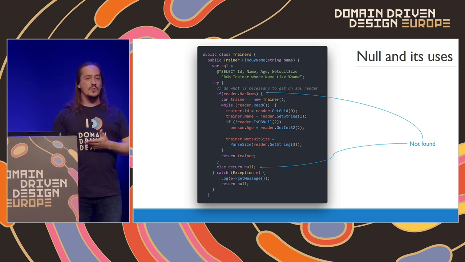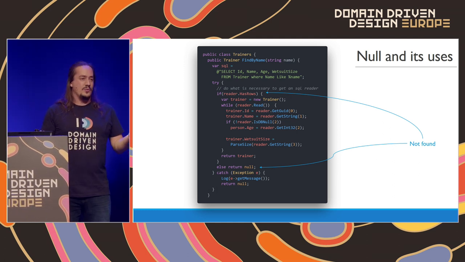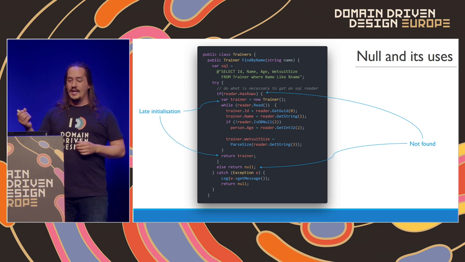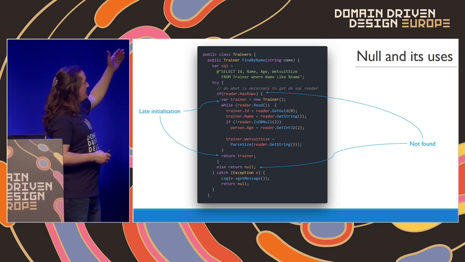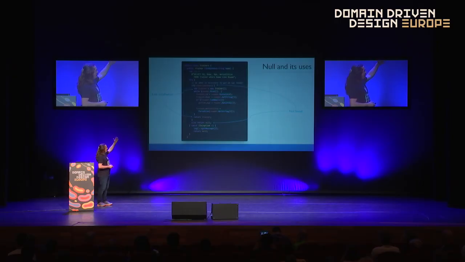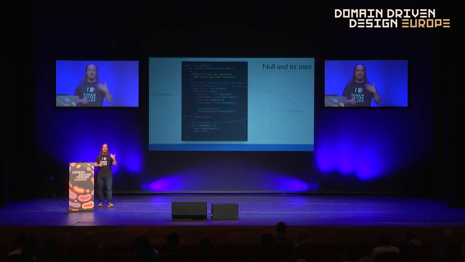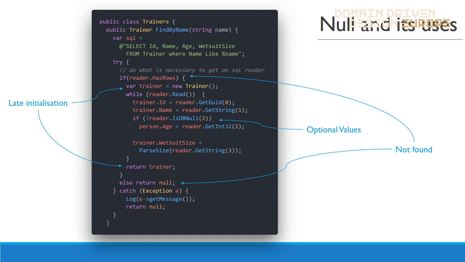Trainer not found means return a null, of course, right? Because what else would you return? There is no default trainer. But we also have late initialization. So the trainer gets initialized, and then you return a trainer. But if the reader has no fields in it, you'll return a null object. So uninitialized values, or you return a trainer with uninitialized values for age and so on, that is a problem as well. Other problems that occur are optional values.